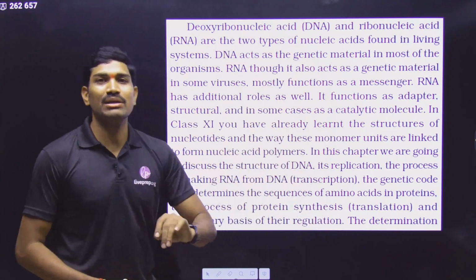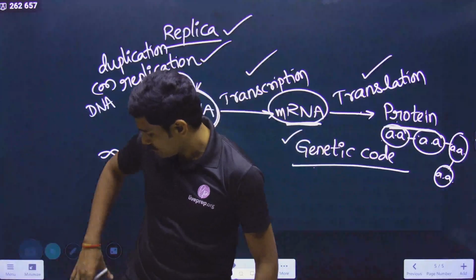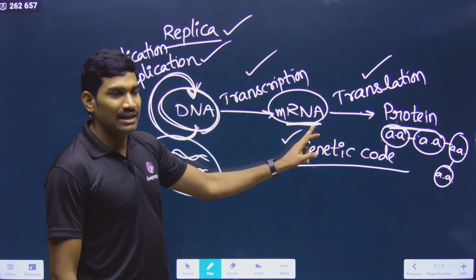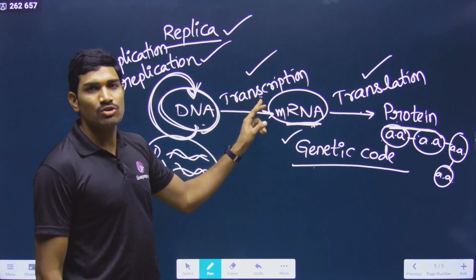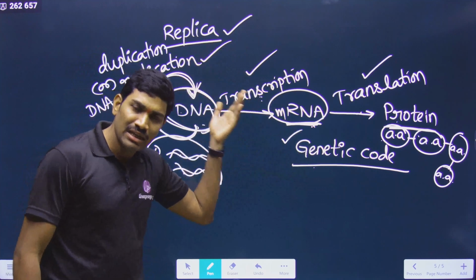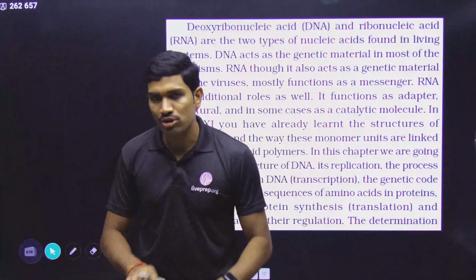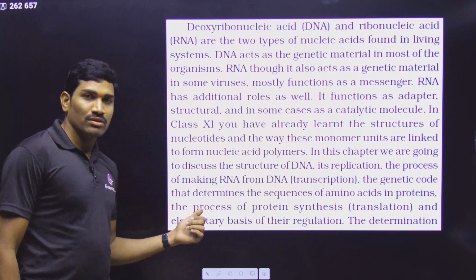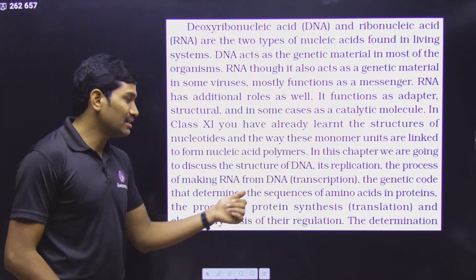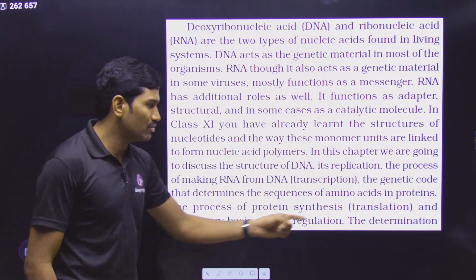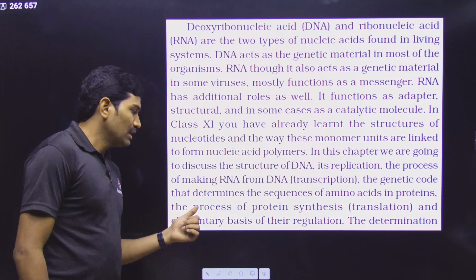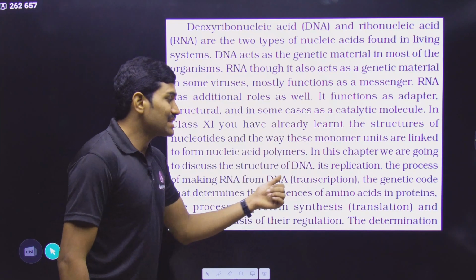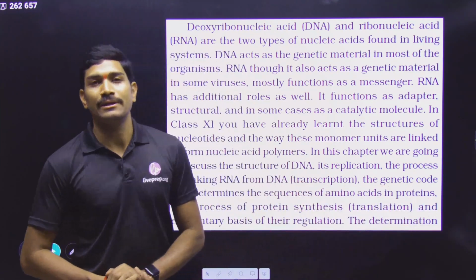Making RNA from DNA. Now observe this very carefully. So making RNA from the DNA, what is this process called as? Transcription. That means that particular transcription process also we will study. That's what they are saying. Next one, the genetic code also we will see, but here they have given function. What the genetic code will do? The genetic code determines the sequence of amino acids in a protein.